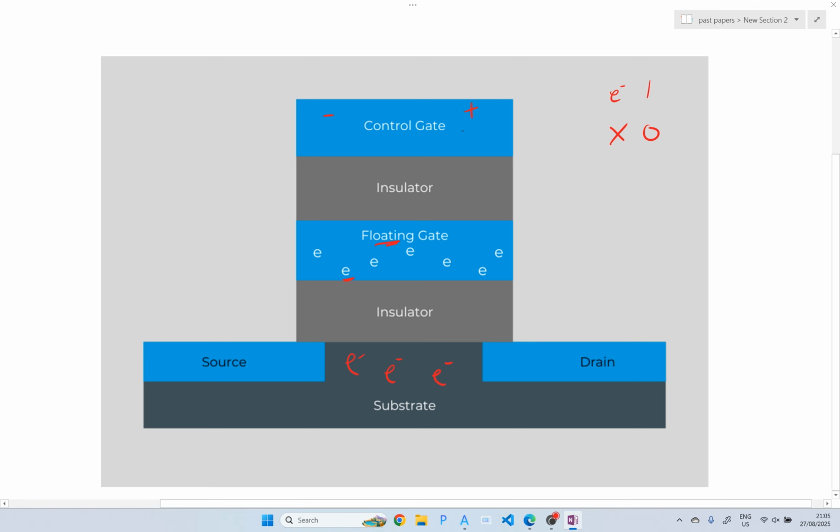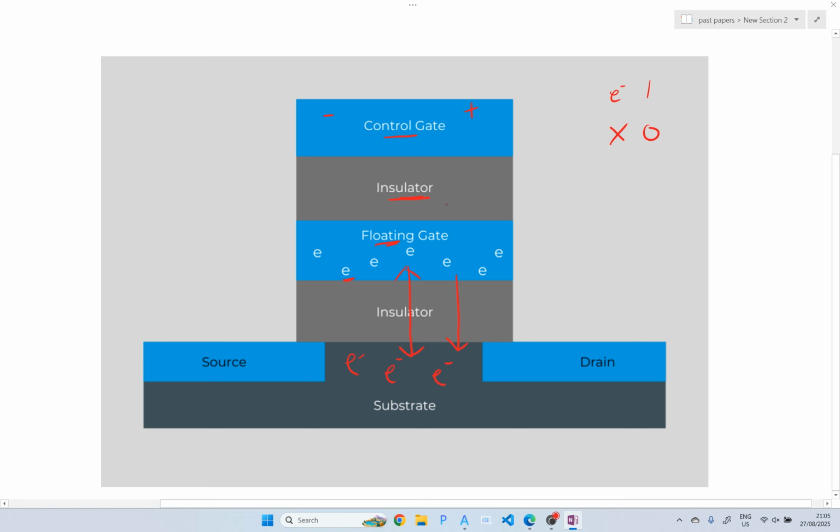Now what you want to think is, what kind of polarity, or what charge, do we want to apply to this control gate in order to get the electrons out of the floating gate? The thing is, the electrons only go back and forward from the substrate to the floating gate. They can't pass through this insulator here. So how can we go from the control gate and get these electrons from the floating gate to go back down into the substrate?